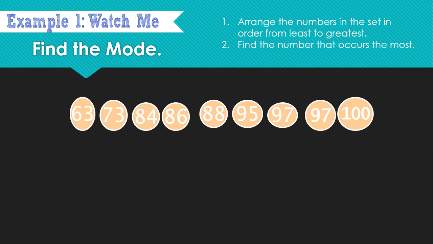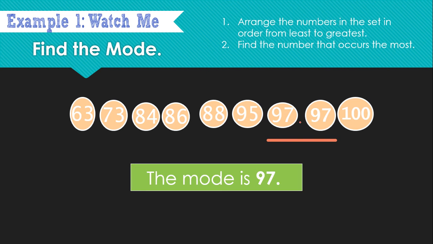We arranged the numbers in the set in order from least to greatest. We've already done that here. And then you just find the number that occurs the most. So you look on down the line to see if we have any repeats. And I notice right here with my 97s, I have a pair of 97s. So that would be the mode. It's the number that appears the most.